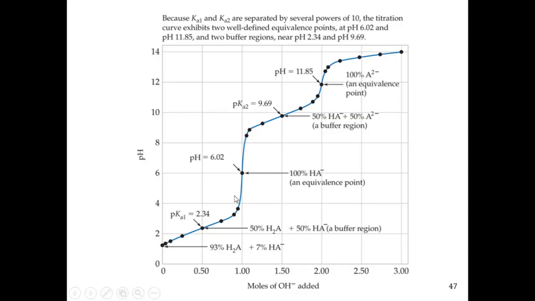And notice this pKa. I didn't really mention this yet, but our pKa is going to be equal to the pH at 1/2 of our equivalence point. So if we find our equivalence point, here we have a pH of 6.02. If we go back 1/2 by volume, notice that here we have a pKa of 2.34. So it's not exactly 1/2 the pH. That's not how we do it.